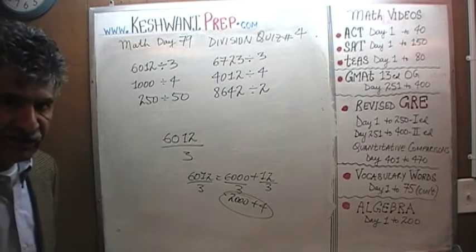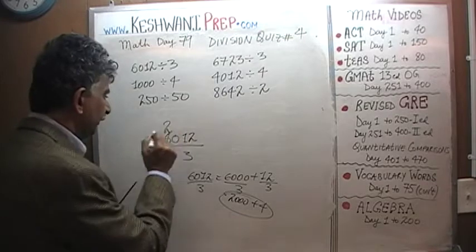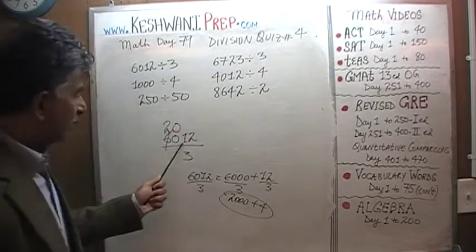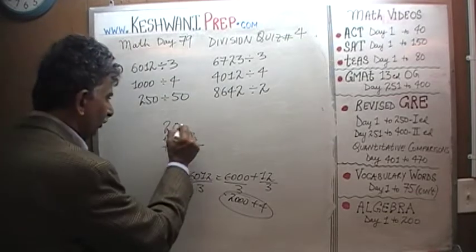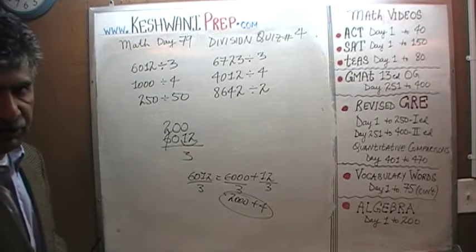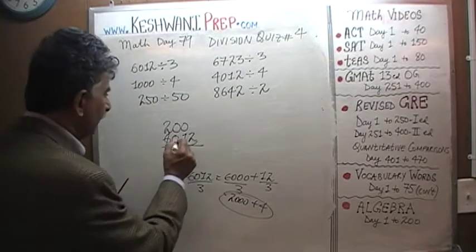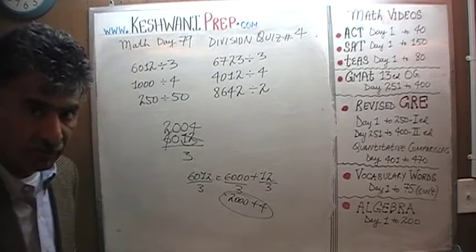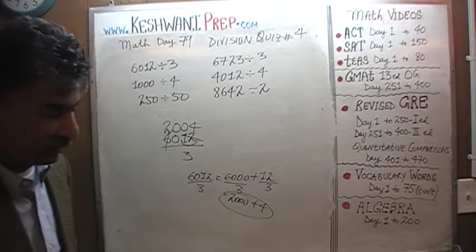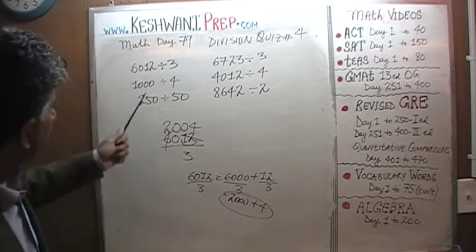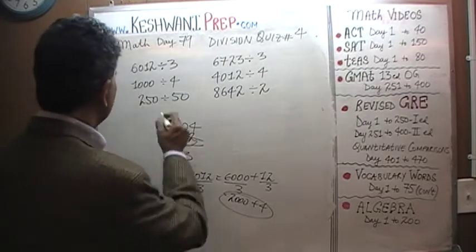How many 3's does 6 have? 6 has 2 3's. How many 3's does 0 have? 0 has no 3. How many 3's does 1 have? 1 has no 3's. That one goes and joins the 2, becomes 12. And how many 3's does 12 have? 12 has 4 3's. Something has gone, oh that's right, I was about to say something has gone drastically wrong, but nothing has gone drastically wrong. That's exactly what we found. 2004 is exactly what we find. Let's do the next one.